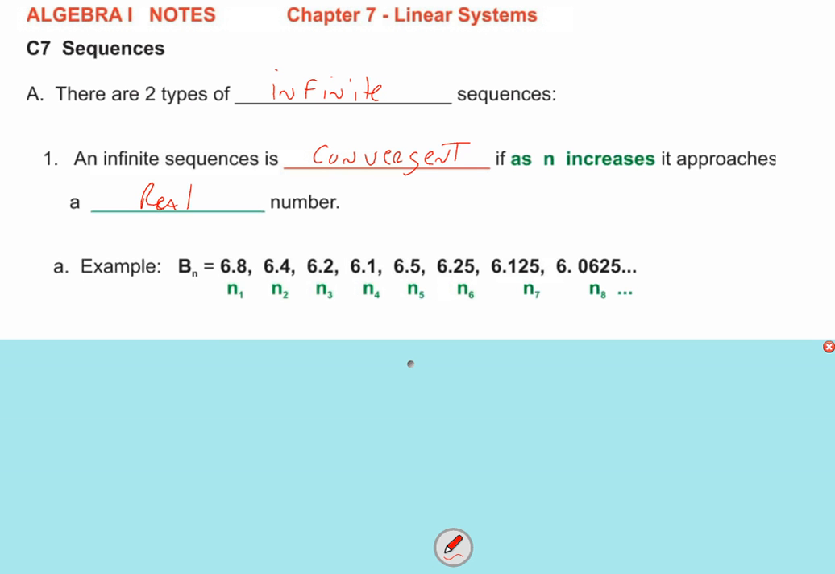The first number is when n equals 1. So n sub 1 means n is 1. First term is 6.8, the second term is 6.4, the third term is 6.2, the fourth is 6.1, the fifth is 6.05, the sixth is 6.025, the seventh is 6.0125, the eighth is 6.00625. What are we approaching?